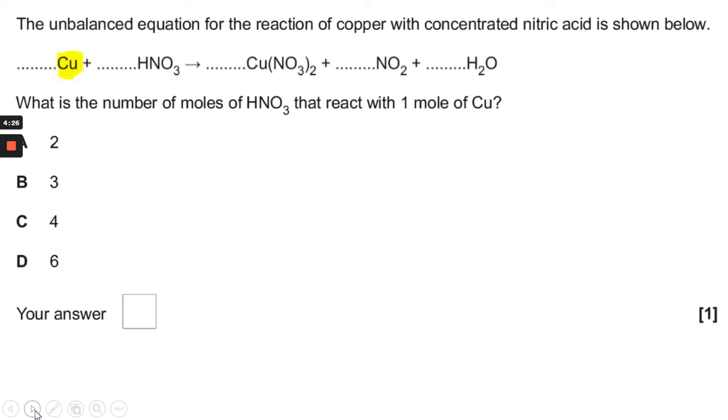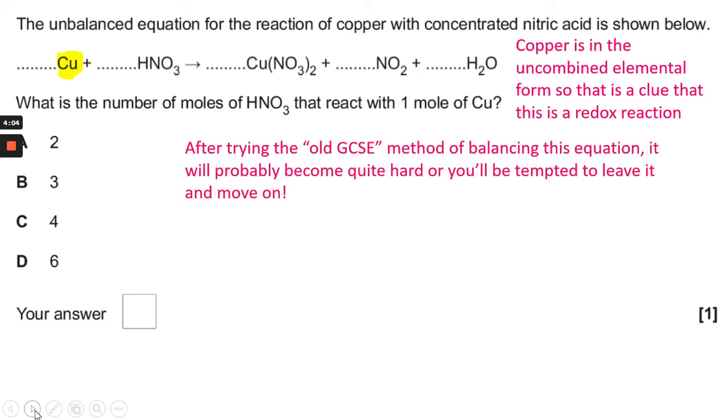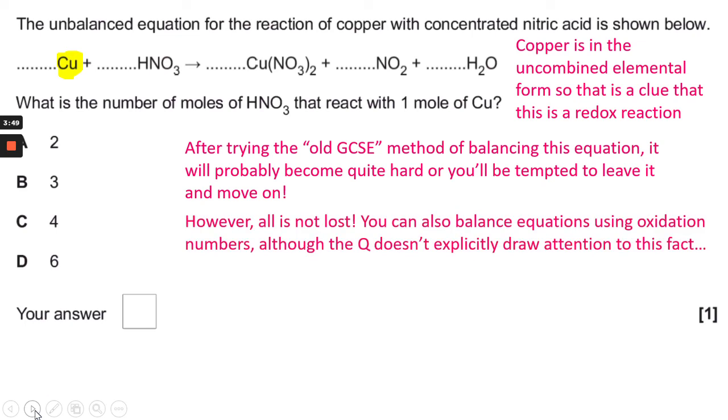So a big clue that it's a redox reaction in the first place is that the copper is found as an uncombined elemental form. So the fact that it's turning into a compound from an uncombined element means its oxidation number is going to change from 0 into something. So that tells you that it's a redox reaction. Now, if you've had a go at this type of question and found it difficult, it's because it really requires the use of oxidation numbers, but they're not saying that, as you can see in the question. So let's have a look at how we could do this.